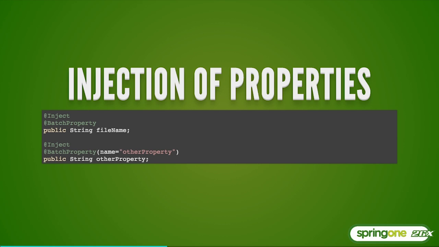On the flip side, in my batch artifact, I need the ability to receive that injection. In Spring, it's via getters and setters, right? Or constructor args. With the JSR, we require annotations on your elements. Both annotations are required, both the inject and the batch property. So this is how you would inject. In this case, the first one would be file name. The second one, this could be anything. It takes a name attribute, and you can name that to be whatever you need it to be.